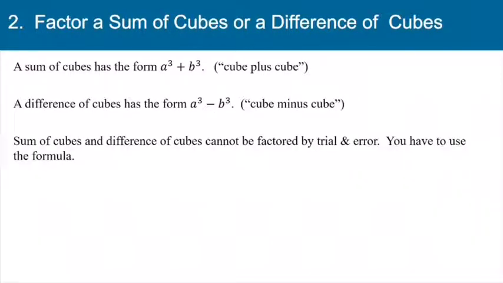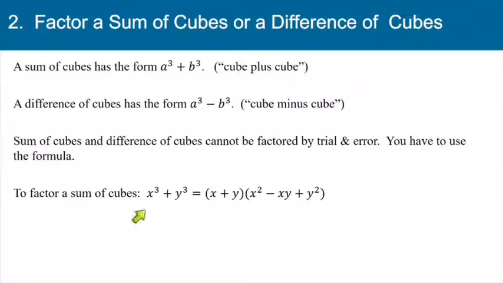Now, you would never be able to factor these by trial and error. You can't do it the way we did back in section 6.2 where you just reverse FOIL. It won't work, and you'll see why when I show you the formula. It's not something anybody would ever come up with by trial and error.